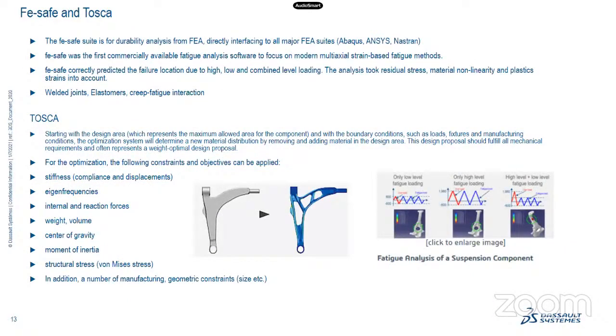The basic idea of fe-safe is that we use FEM results from standard software, for example it's compatible with Abaqus, of course, and ANSYS and Nastran. If you have stress results from these softwares, based on the nodal output, fe-safe will do the fatigue analysis based on the algorithms we use. fe-safe also has welding capability. Here you see a fatigue analysis of a suspension component.